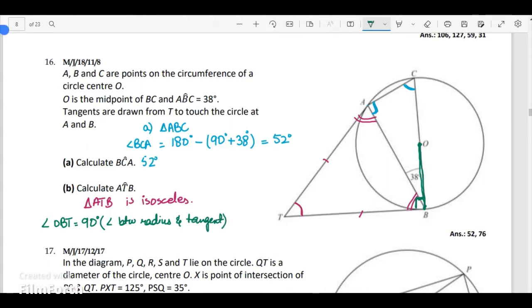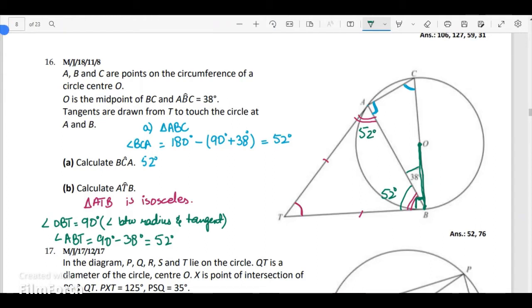So if I subtract 38 from 90, I would get this angle right here. So this means angle ABT would be equal to 90 minus 38 degrees. That would be 52 degrees. This means this is 52 degrees, and since base angles were equal, this would be 52 degrees as well.